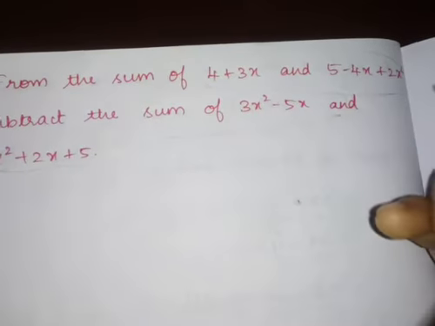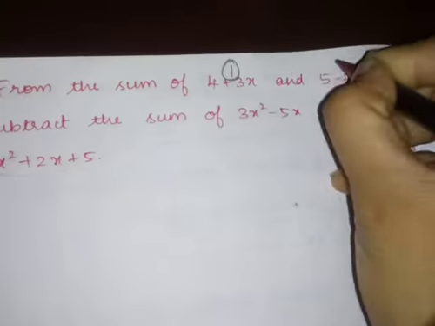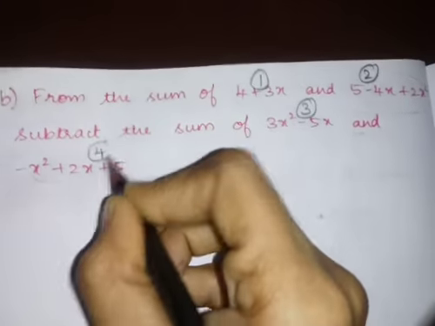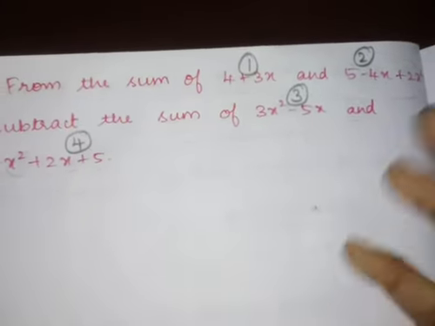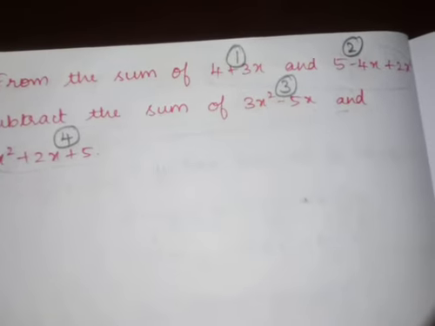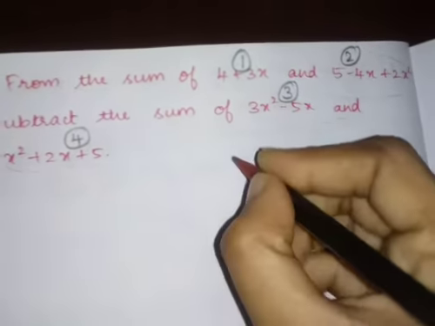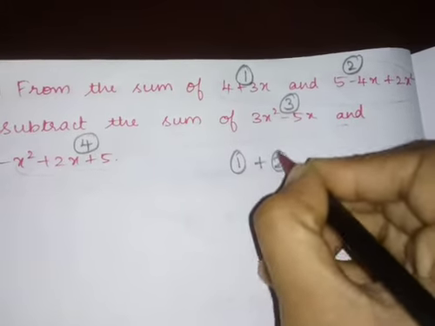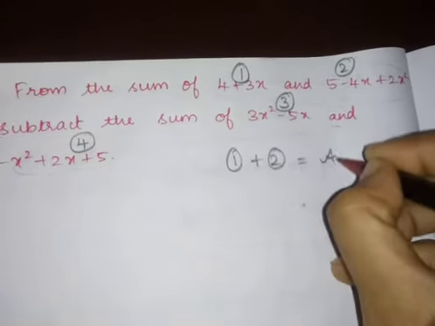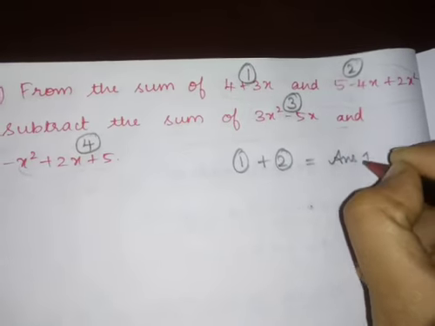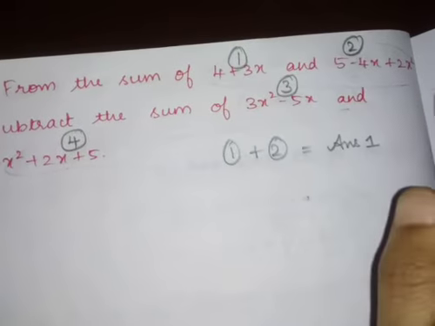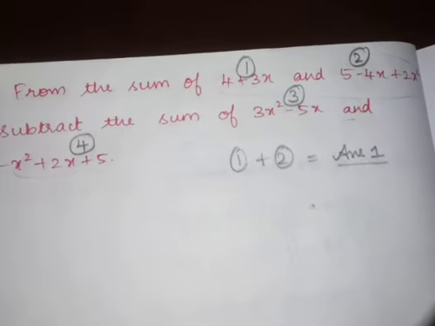Okay, first wait, I'll name the expressions so it will be more clear for you. This is your first expression, this is your second expression, this is your third expression, this is your fourth expression. Okay, I have named every expression. Now what do we have to do? We should add the expressions. First expression plus second expression I am adding, I'll get answer number 1. These two expressions I should add and I'll get one answer, which is answer number 1.